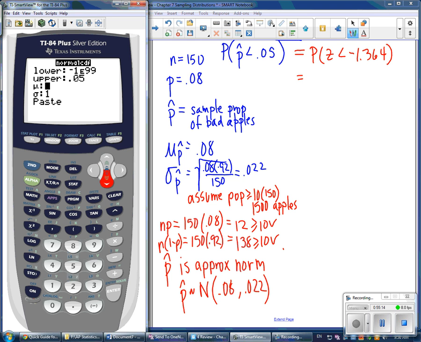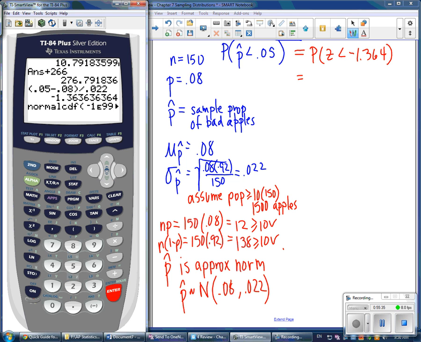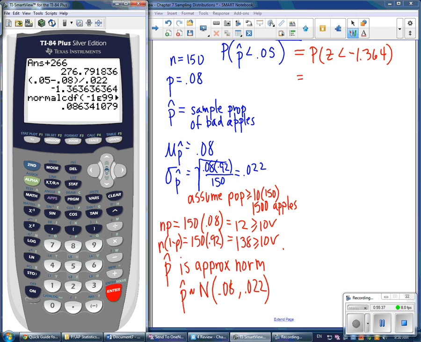I know the mean for p-hat is 0.08. And the standard deviation, how do I keep putting it? There we go. My standard deviation is 0.022. All right, and so if I calculate, I get 0.0863.